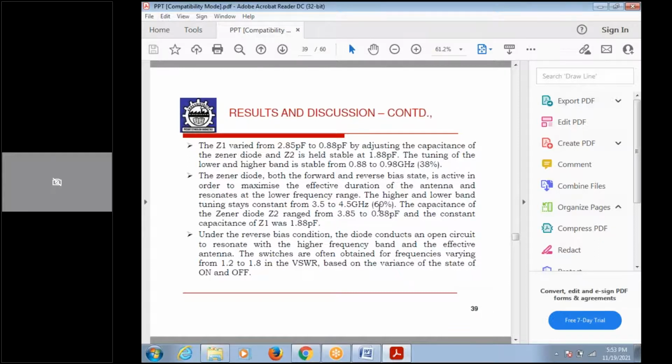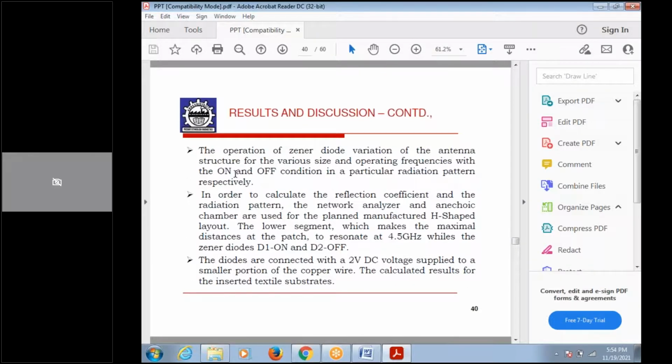We can get efficiency 60%. In the reverse bias, this is a part of the forward biases. In reverse bias conditions, the open circuit high frequency band is utilized. So constant frequency ranges from switches, the VSWR can reach 1.2, 1.8 in on-off conditions. So normally, in an on-off condition, we use the radiation pattern.